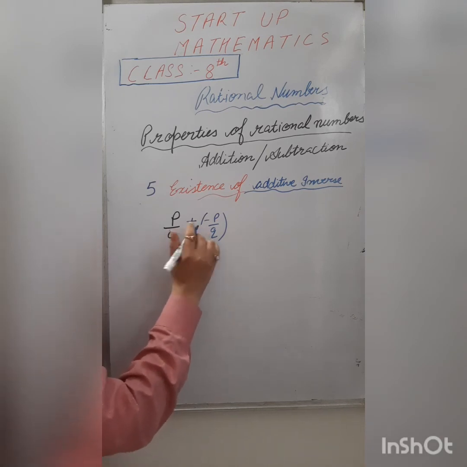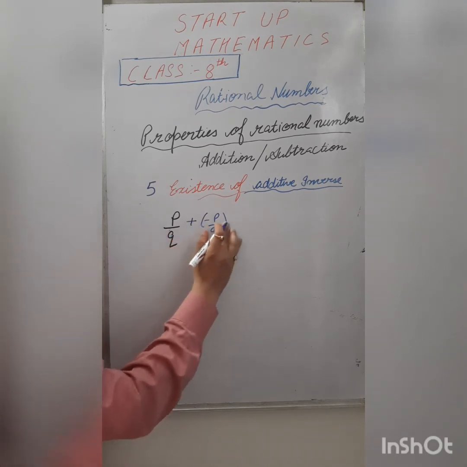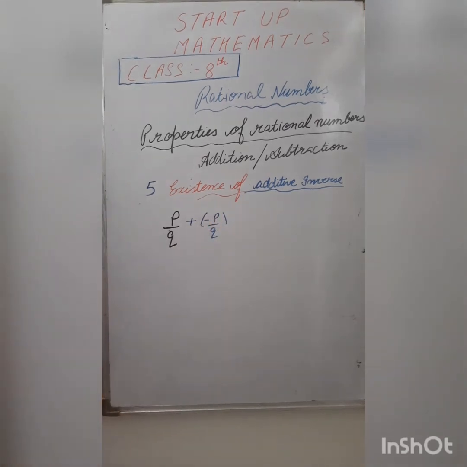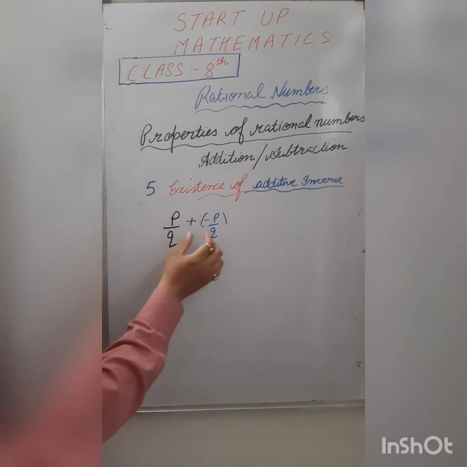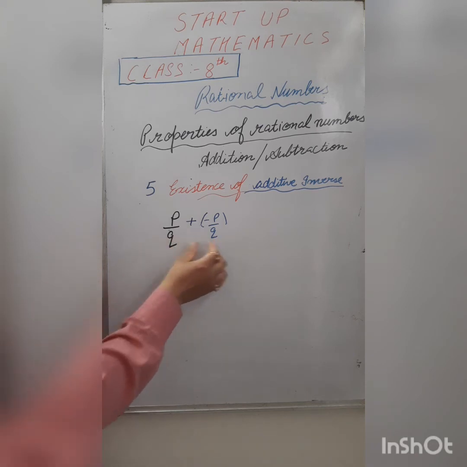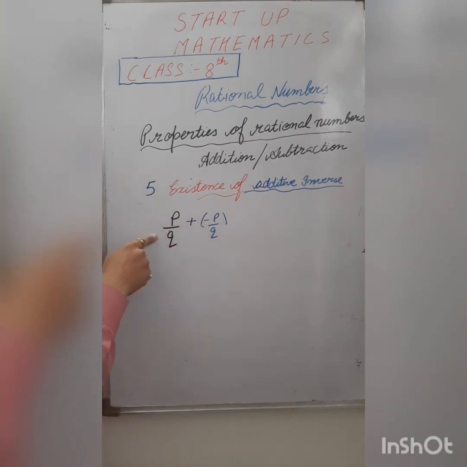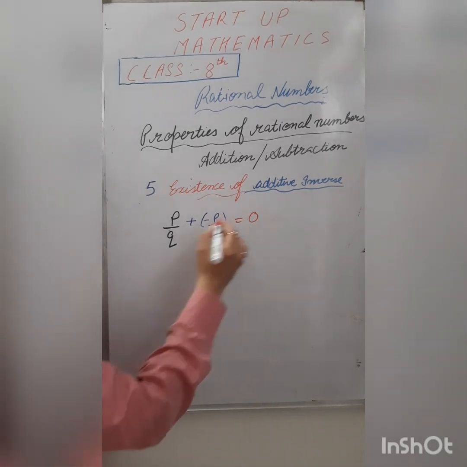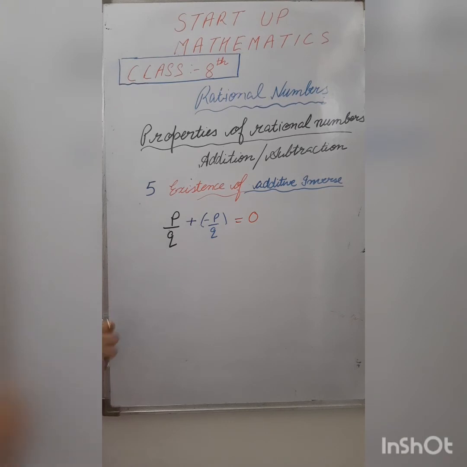Minus p by q, or you can say minus p, or you can write this one. No problem. Either you can place the bracket for the whole, or you can write the bracket for the numerator. So this negative of this number, the additive inverse, is added to the given rational number so that the sum is 0. This is our given rational number, p by q.